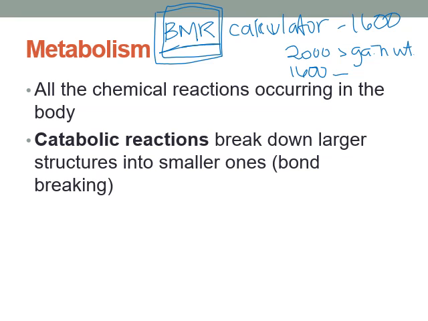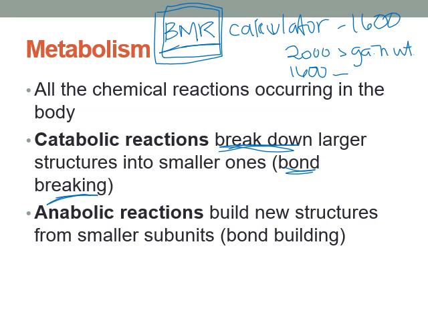Okay, so all these chemical reactions that are occurring in your body are your metabolism. And there are 2 different kinds of reactions you can have. We have catabolic reactions, which are the ones that break down those larger macronutrients or large structures into smaller ones. So this is our bond breaking. And then we also have anabolic reactions. These are the ones that build new structures from those smaller units. And this is our bond building.